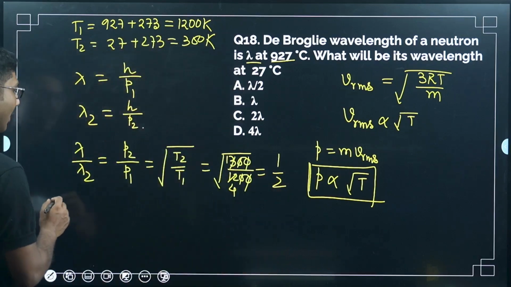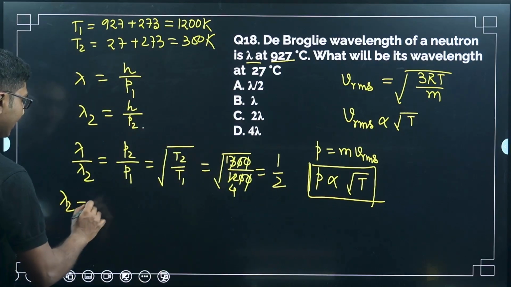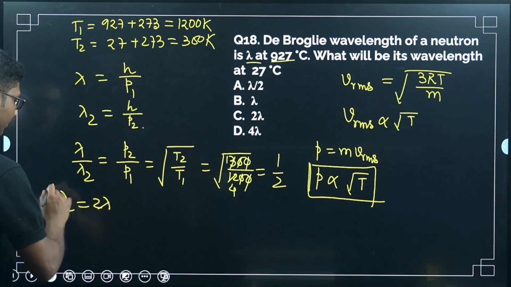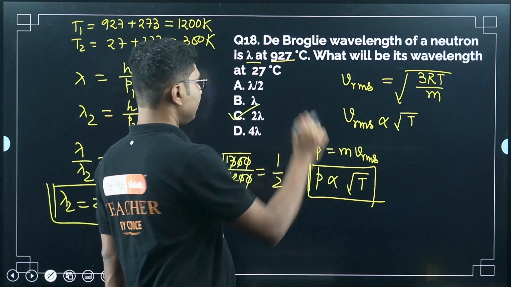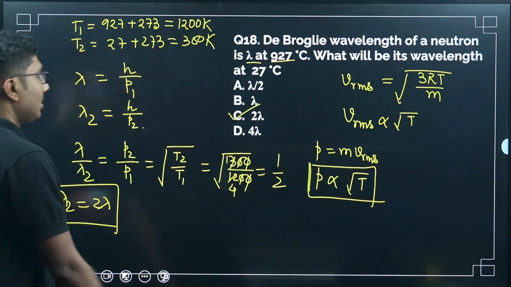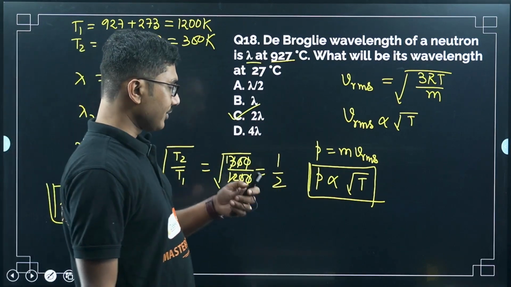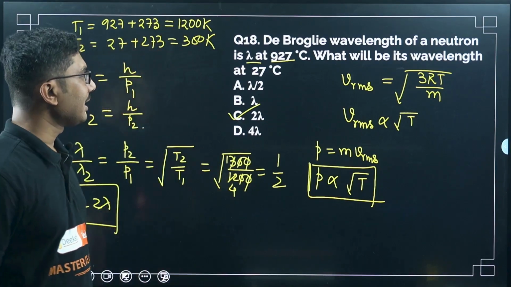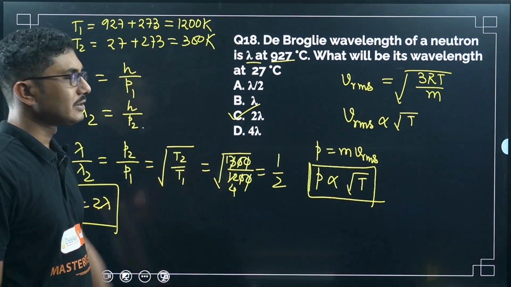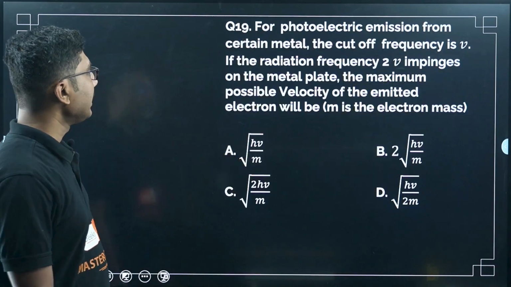So we are trying to find lambda 2. So lambda 2 will be 2 lambda. Correct answer is 2 lambda. Right? Interesting question, a new type of question. I hope you have not faced this kind of question before, but it might come because this formula is still there in your syllabus. Right?